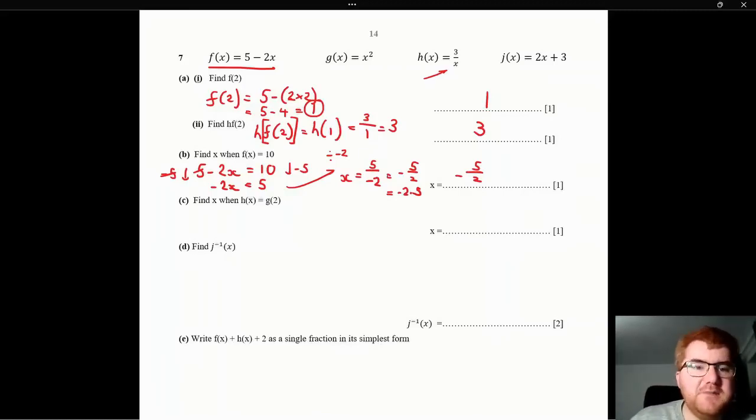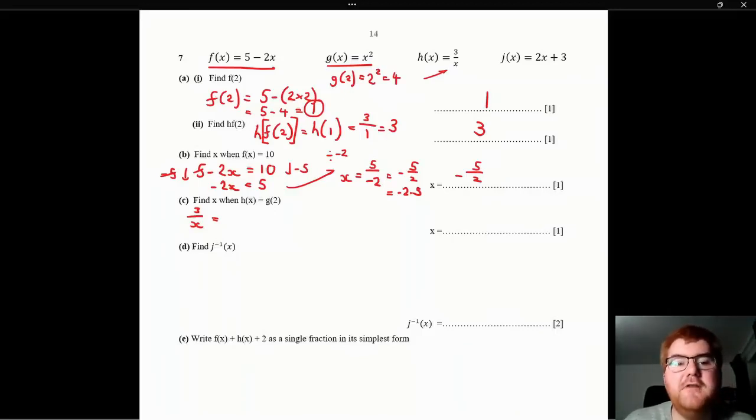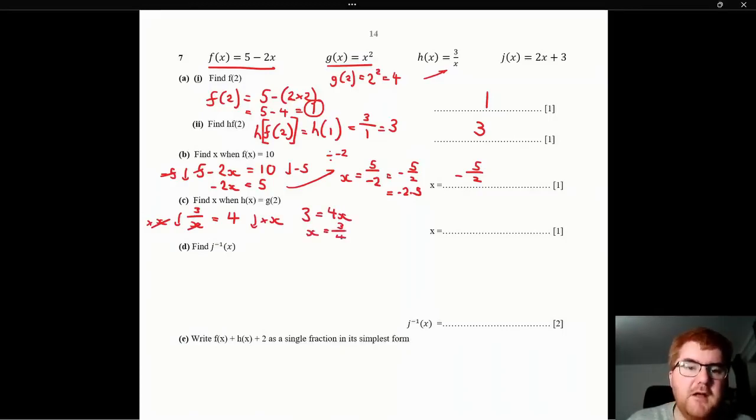And now we need to find x when h of x, so let's take our function, 3 over x, that's h of x, is equal to g of 2. Now if I've got g of x is equal to x squared, well g of 2 is going to be 2 squared, and that's equal to 4. So essentially it wants me to work out here 3 over x is equal to 4. We can do a little bit of rearranging here. So I'm going to times by x on both sides. Gets rid of the fraction here. So this gives us 3 is equal to 4x, and therefore x itself must be equal to 3 over 4. So don't be afraid in these function questions, when you get fractions, that's perfectly normal.